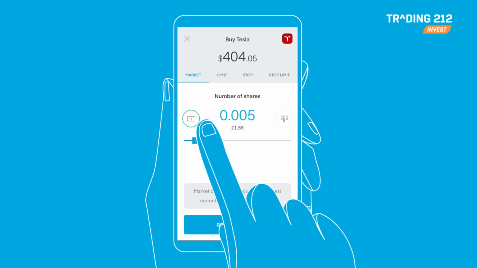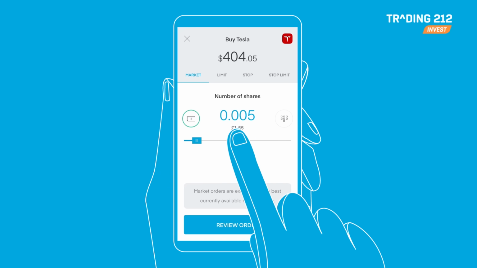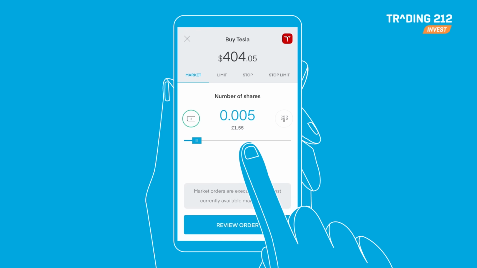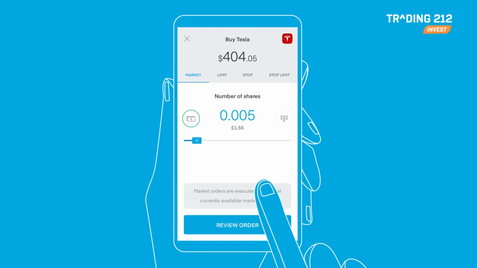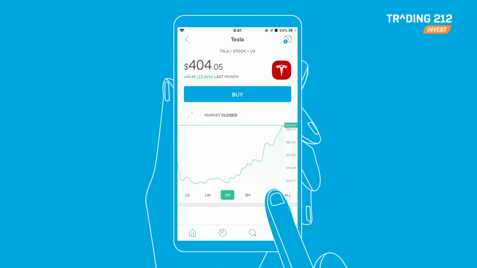Let's put in 0.005. An indication of the amount we are investing appears beneath. In this case, £1.55. If we now click Review Order, we see a summary of the order details, and the final step is to click on Send Buy Order to actually put our fractional share order into the market. And there! Our deal has been executed instantly.